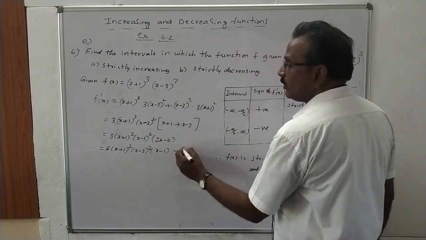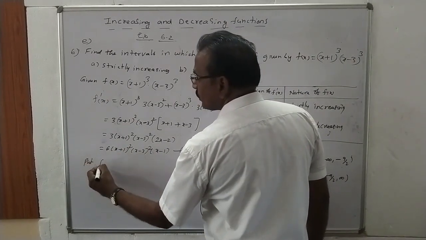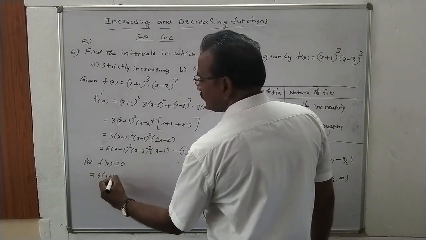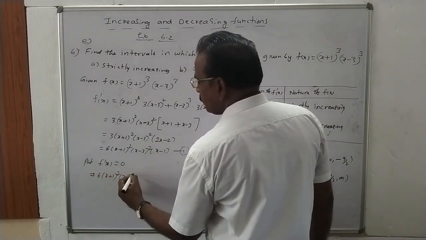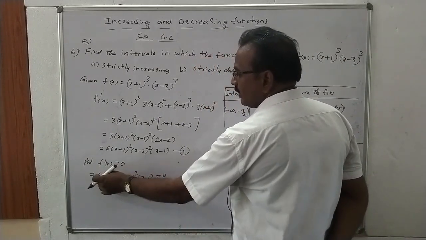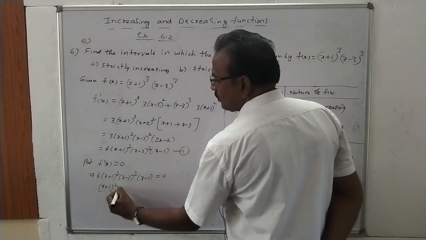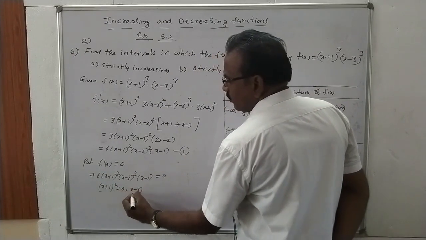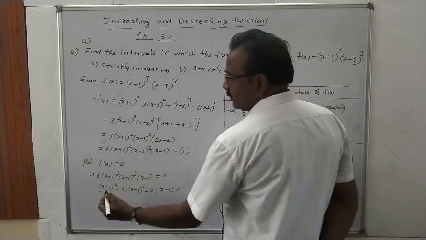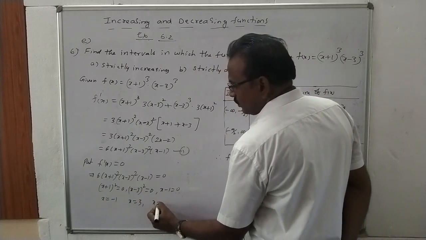So this is equation 1, f dash x. Here put f dash x is equal to 0. This implies 6 into (x plus 1) whole square (x minus 3) whole square into (x minus 1) is equal to 0. So 0 divided by 6 is 0. Here (x plus 1) whole square is equal to 0, (x minus 3) whole square is equal to 0, or x minus 1 is equal to 0. So that is x is equal to minus 1, x is equal to 3, x is equal to plus 1.